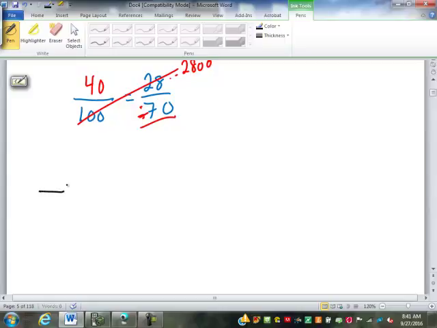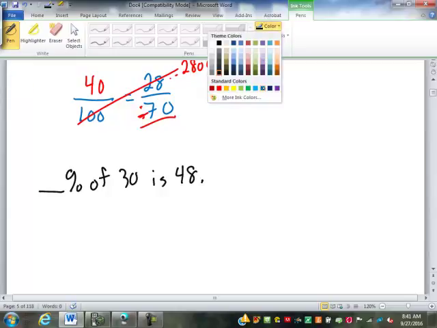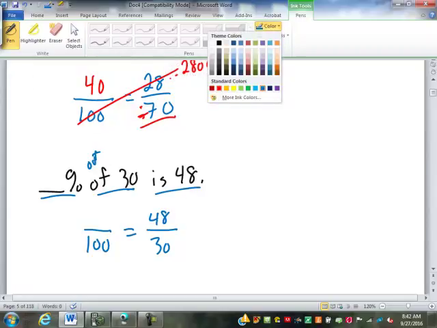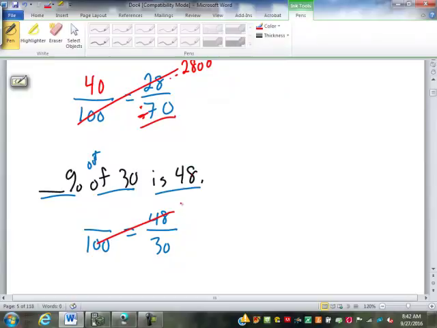Or we might have blank percent of 30 is 48. So again, we're missing the percent. Blank percent is going to be blank out of 100. Of 30, it could be read as out of 30. The 30 goes on bottom. Blank percent is 48, so that implies the 48 goes with our missing percent. And we cross multiply and divide. 100 times 48 is 4,800. Divide by 30 is 160. So 160% of 30 is 48.